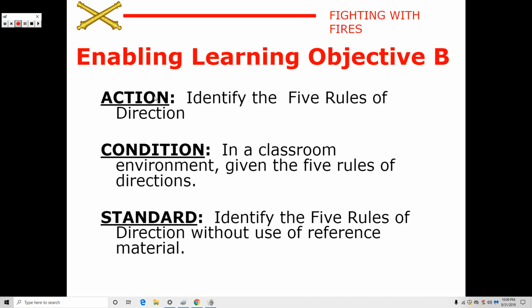Alright, so let's continue with enabling learning objective B and C. B is identifying the 5 rules of direction, so how do you find your direction to target? And objective C is putting together a polar call for fire that depends on, again, your direction to the target.